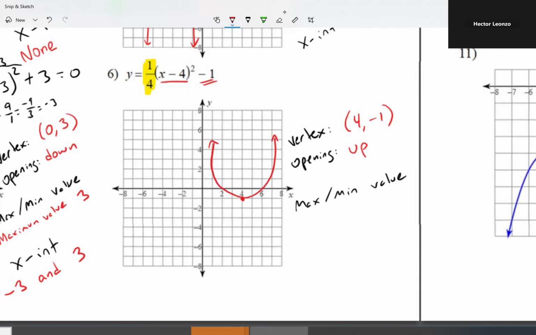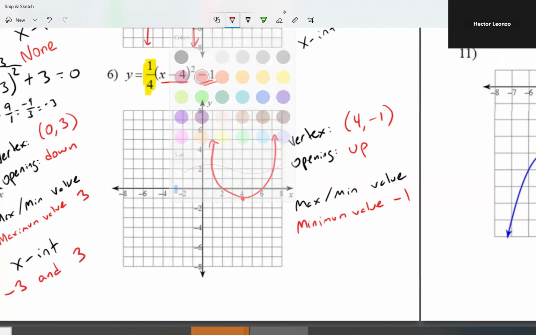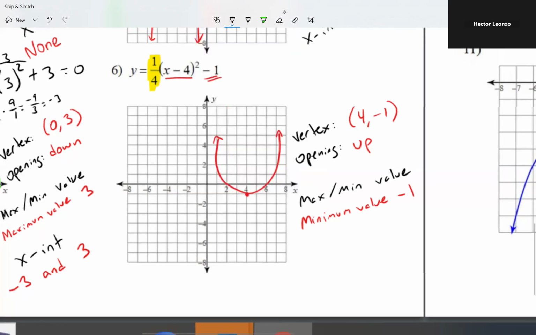Because it opens up, this is my minimum value. And -1, remember, I look at the y value. My vertex, the minimum value is -1. Now it's asking me for the x-intercepts, and I'm going to assume that there's going to be two values, right? I'm going to cross the x-axis at two values.